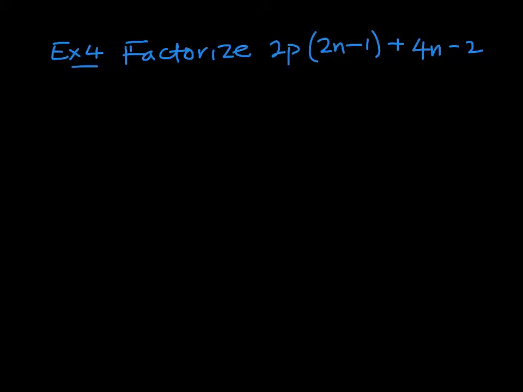If we look at this example, we see that at first glance nothing appears to be similar on either side of the addition sign, but if we rewrite this, we might find something that is similar. So let's write this as 2p(2n - 1) + 4n - 2. There's something that's common to 4n and 2, and that is the number 2. So we can factor out 2. So if we write 2, 4n divided by 2, we have 2n. Negative 2 divided by 2 gives us -1.